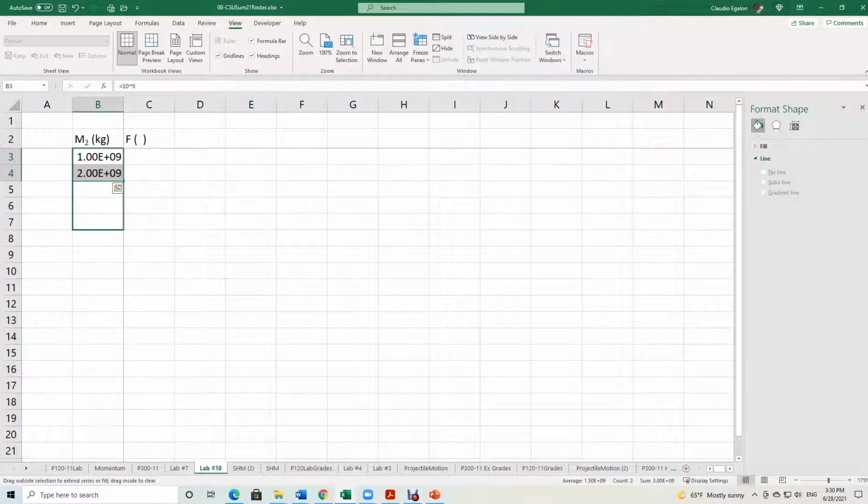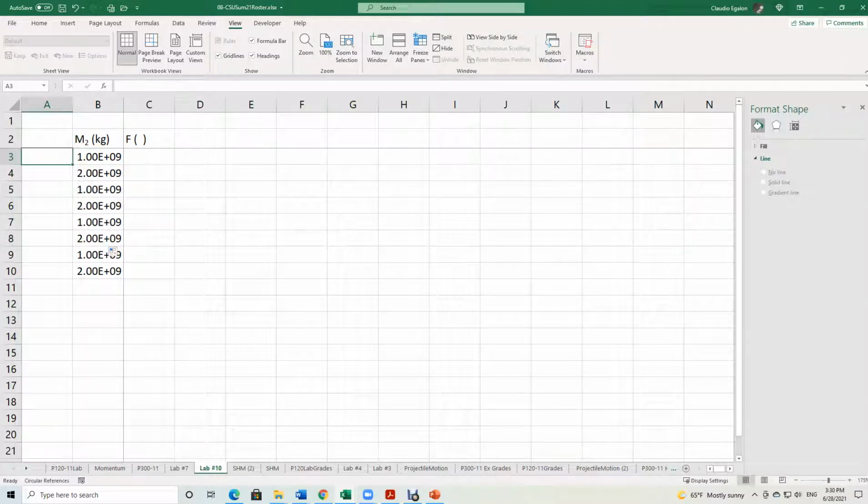3, 4, 5, 6, 7, 8. Oh, wait a minute. It's not doing it. That's bad. For some reason it's not doing it. I hate that. Okay, let's put 3 here. Let's see if it works now. No, it still doesn't do it. What a shame. Sometimes those things work, sometimes they don't work.